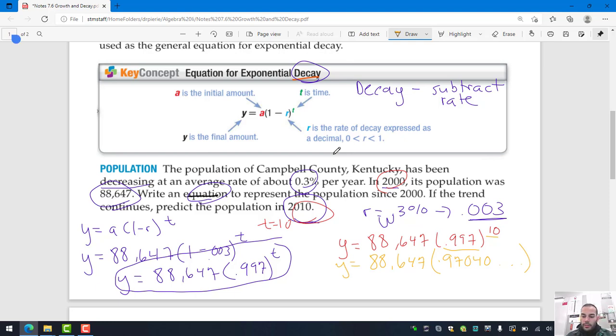And you do that, and you should get something like y is equal to 86,023. There's no reason to go to the 10th or the 100th place. This is people. You can't really have a tenth of a person or half a person. So my new population in the year 2010 should be 86,023.